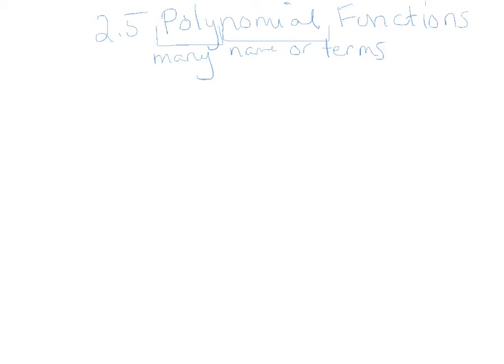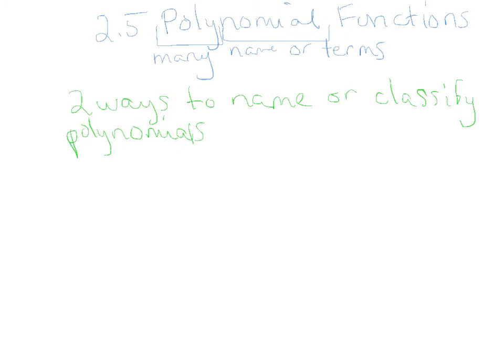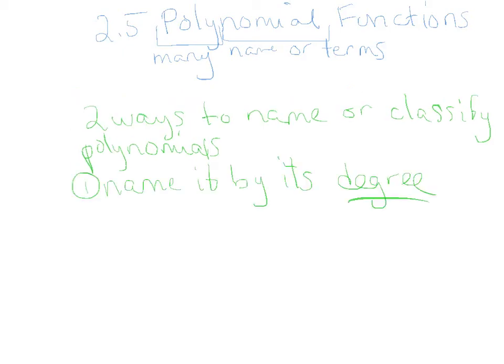So there are going to be two different ways that we name or classify polynomials, and we've used some of these names before. The first way is to name a polynomial by its degree. And I've actually defined degree on the next slide. It's the highest exponent. And the second way to name a polynomial is by the number of terms it has. This we haven't really done, although I might have mentioned one or two in class. So we have named them by degree before, you'll see on the next slide, but we have not named them by the number of terms they have.